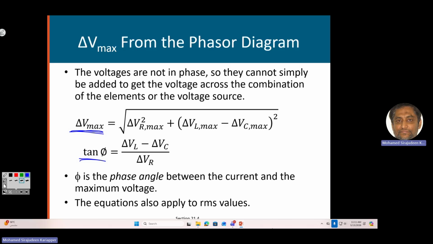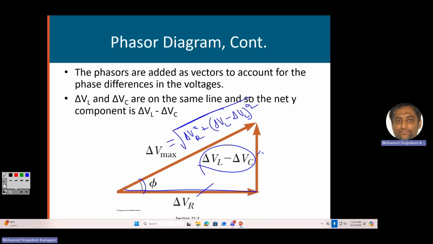So let me tell you why we have to do this. These voltages are not in phase, so they cannot simply be added. You cannot say the total voltage is equal to delta VR plus delta VL plus delta VC. For delta VL and VC, luckily we can do this. One is along the positive y-axis, the other one is along the negative y-axis. And this is the x-axis, so we have to do it this way to get the magnitude of the total voltage.